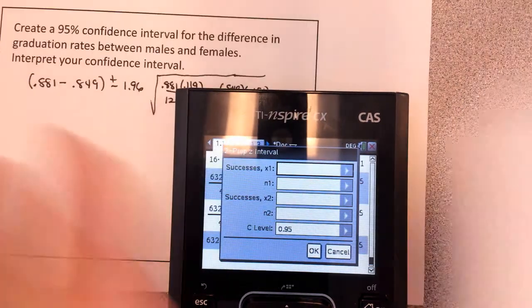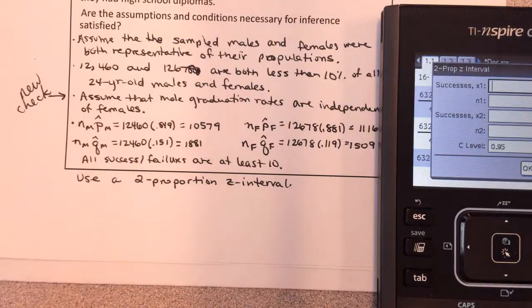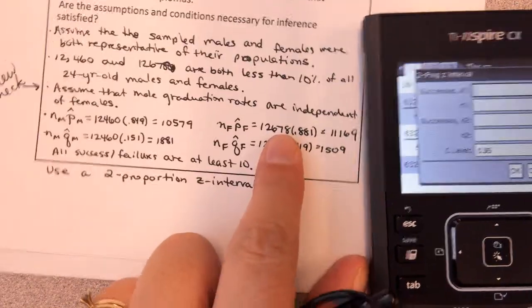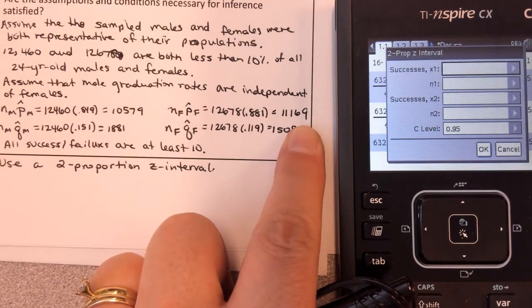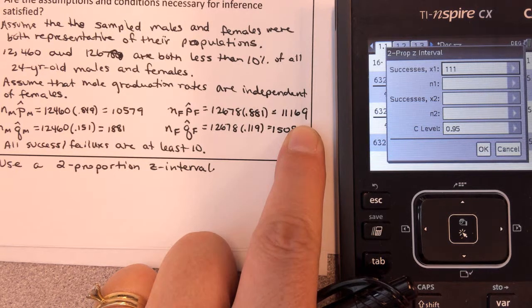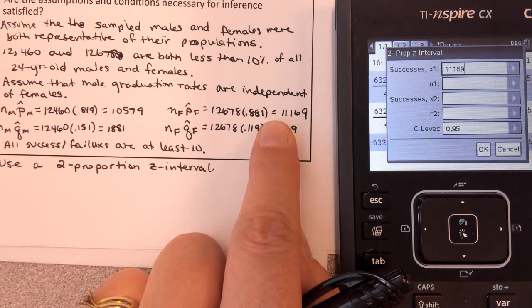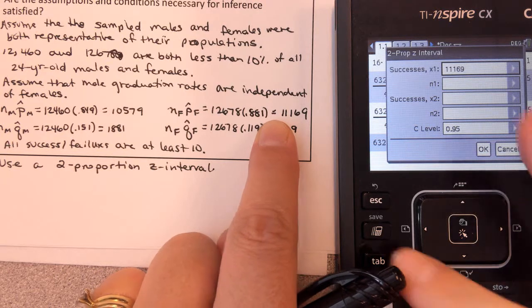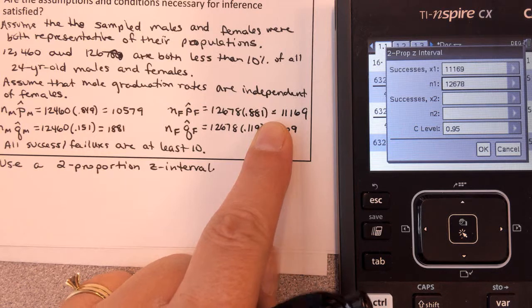Let me pull that back up. Those numbers are all right here. So the successes for women right here was 11,169. So that's why we need to make sure we work that out in our conditions, because we're going to need that number, 11169. If you don't round it in your work, make sure you round it when you put it in the calculator, or it will not do it. And then the sample size is 12678.